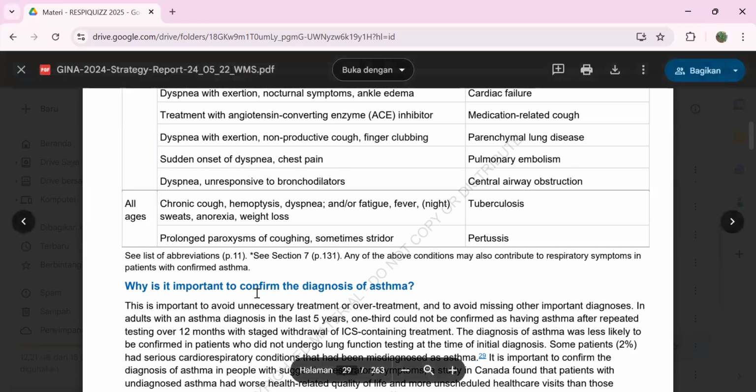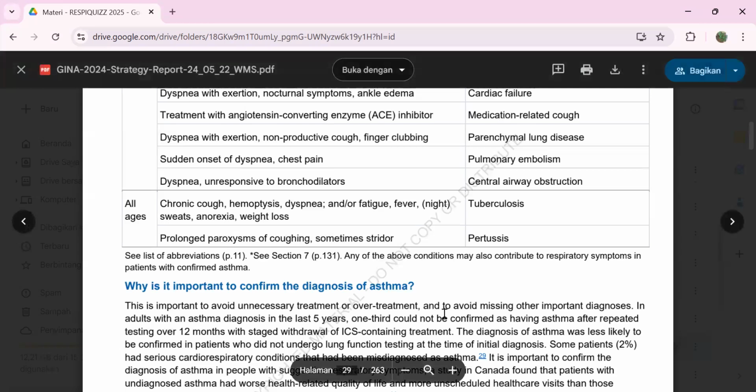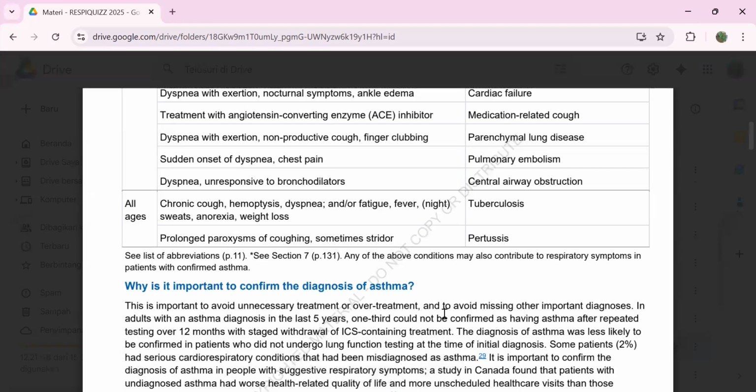Why is it important to confirm the diagnosis of asthma? This is important to avoid unnecessary treatment or overtreatment and to avoid missing other important diagnoses. In adults with an asthma diagnosis in the last 5 years, one third could not be confirmed as having asthma after repeated testing over 12 months with stepwise withdrawal of ICS containing treatment.